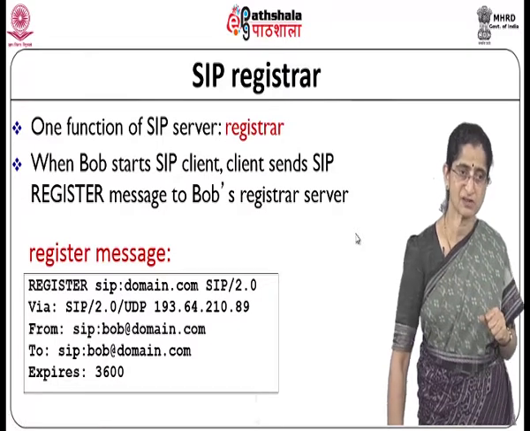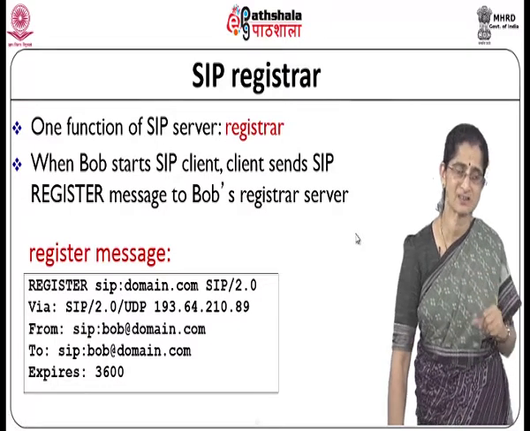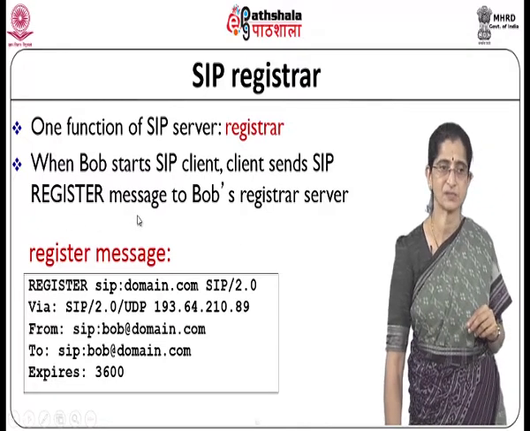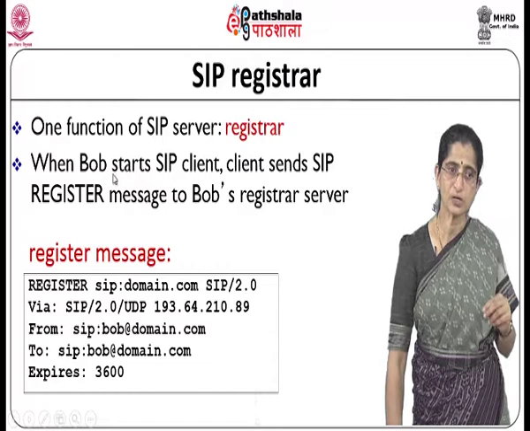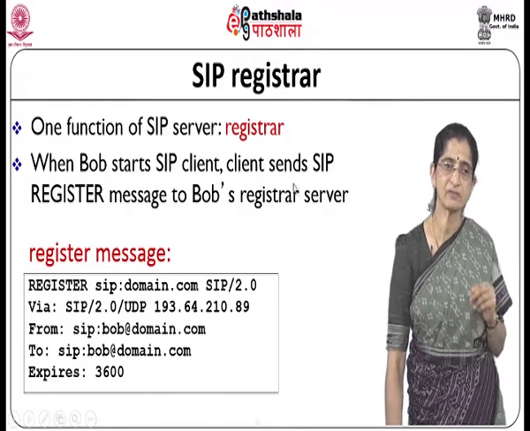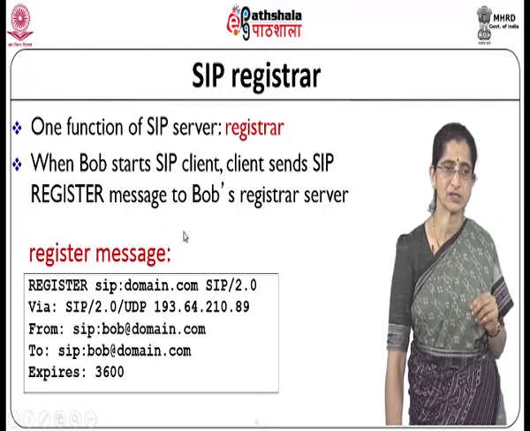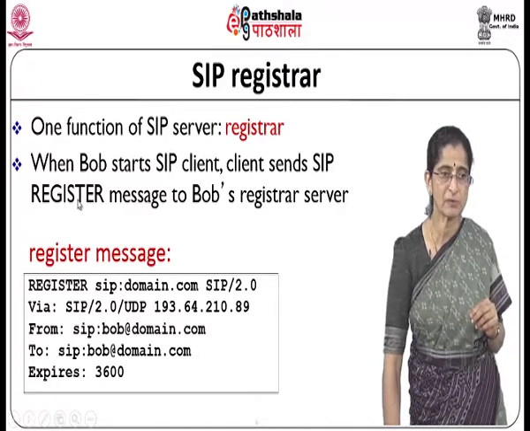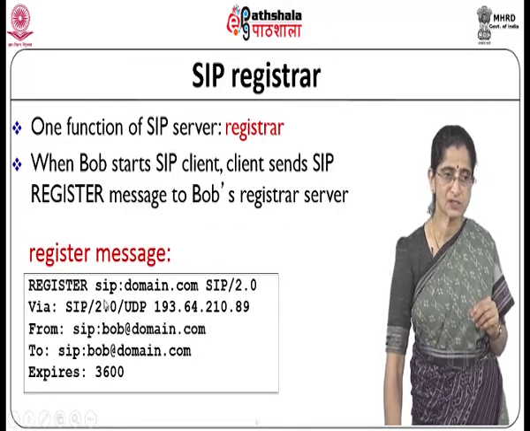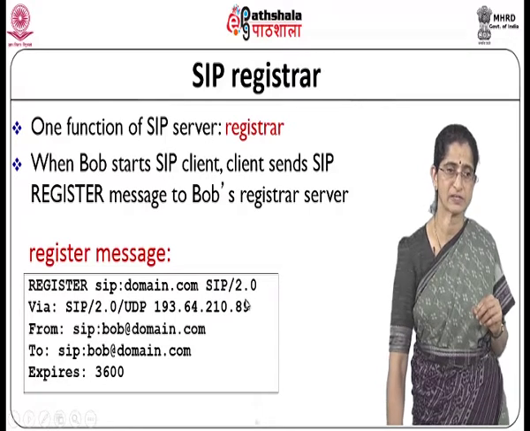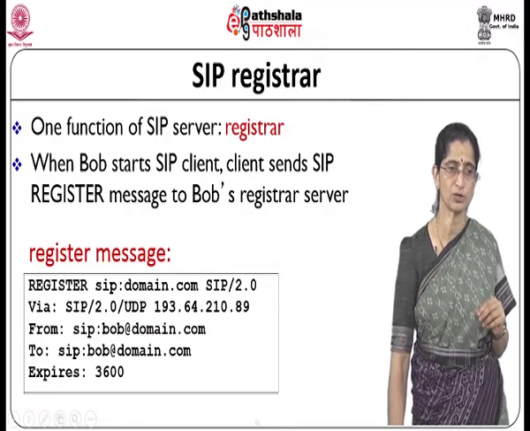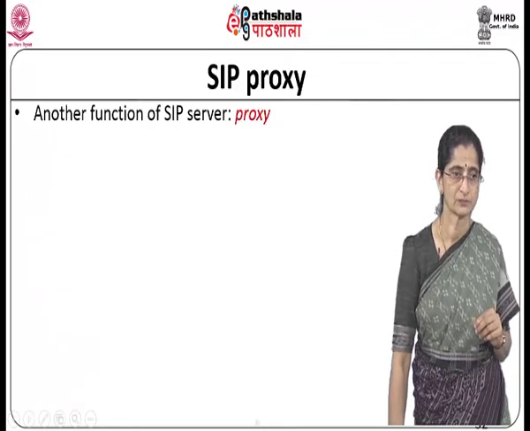So what is the registrar supposed to do? It is supposed to register information, and this is done by sending what is called a register message. When a user wants to start a SIP client, the client will send a SIP register message to the user's registrar server. Okay, so that is done by means of a register message. So REGISTER sip:domain.com specifies information and gives you what protocol is going to be used and so on. From, to, okay, all this information is specified here.